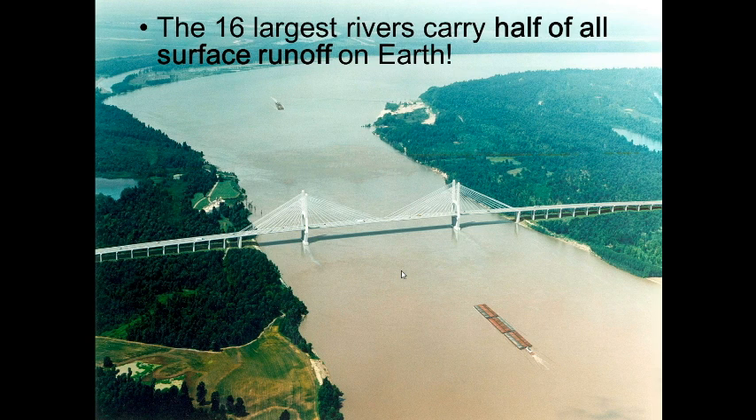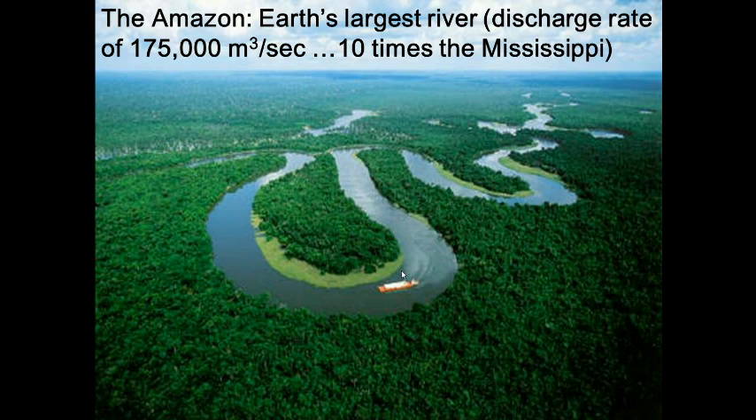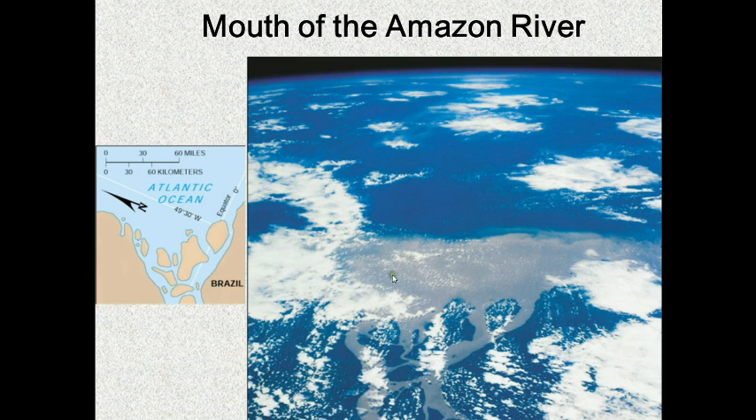But something to think about, the 16 largest rivers carry half of all surface runoff on Earth. The Amazon, which is the Earth's largest river, has a discharge rate of 175,000 meters cubed per second, which is 10 times what the Mississippi can do. Here is a picture of the mouth of the Amazon. You can see this little blip here on the map is this one here. See all the sediment that's being deposited with it.